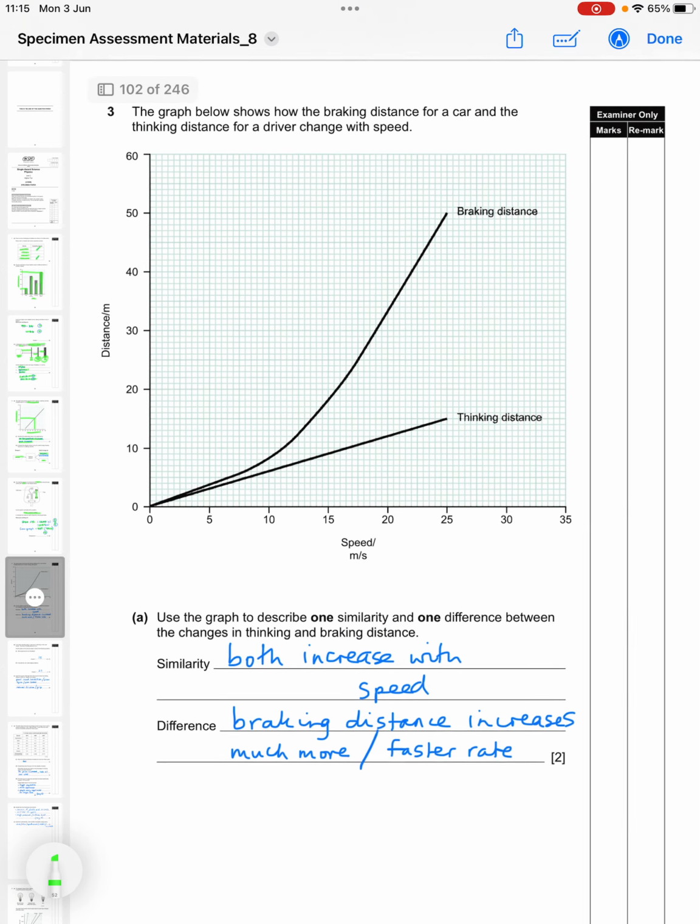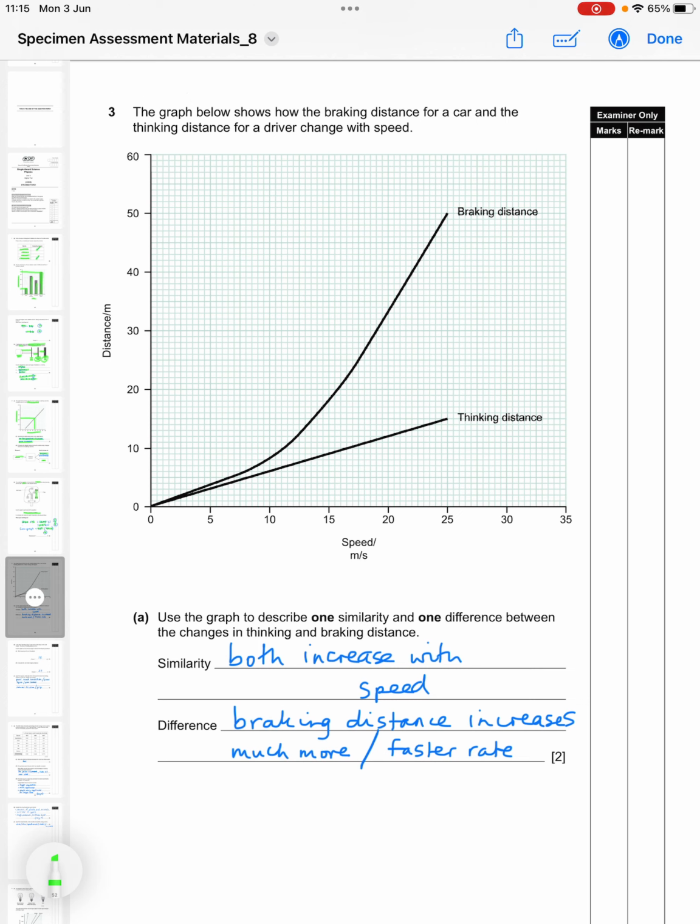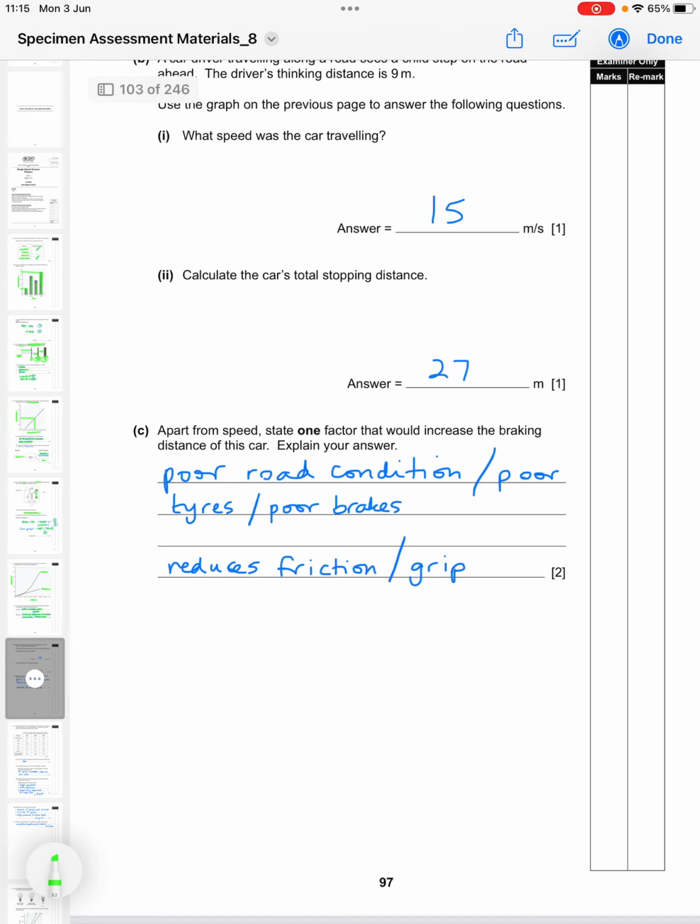Next then we've got a graph showing the braking distance for a car and the thinking distance for a driver and how they change with speed. So we've got distance here, the braking distance, the thinking distance, and then the speed across the x-axis. So use the graph to describe one similarity and one difference between the changes in thinking and braking distance. So both of them increase with speed, but the difference is that the braking distance increases more or at a faster rate. So 1 mark for each of those.